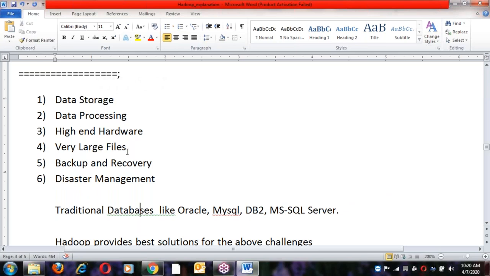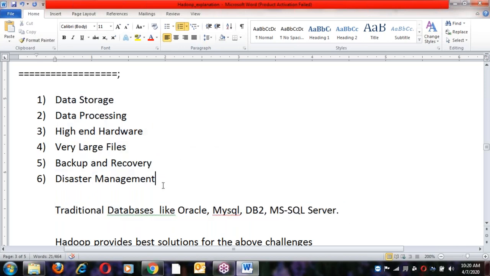Next, high-end hardware is required. Traditional systems cannot handle very large files. Backup and recovery is a risky task. Disaster management is a risky task. So traditional systems are not in a position to face all the challenges.